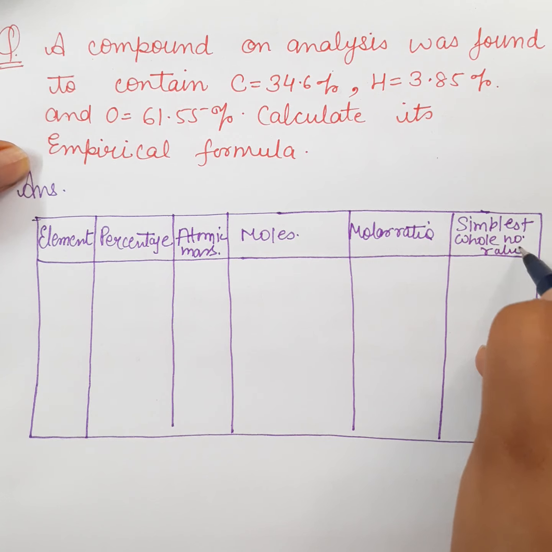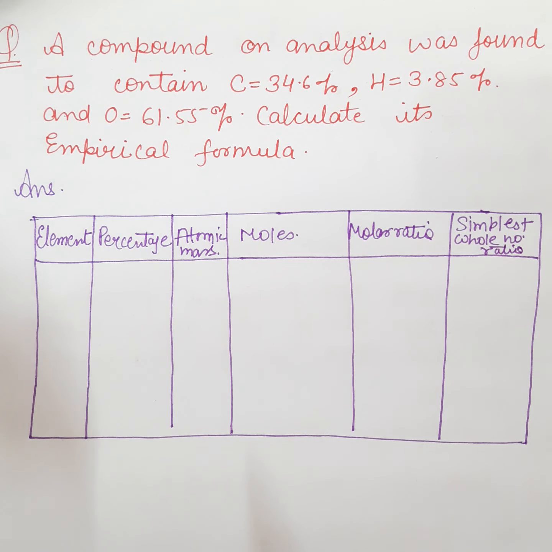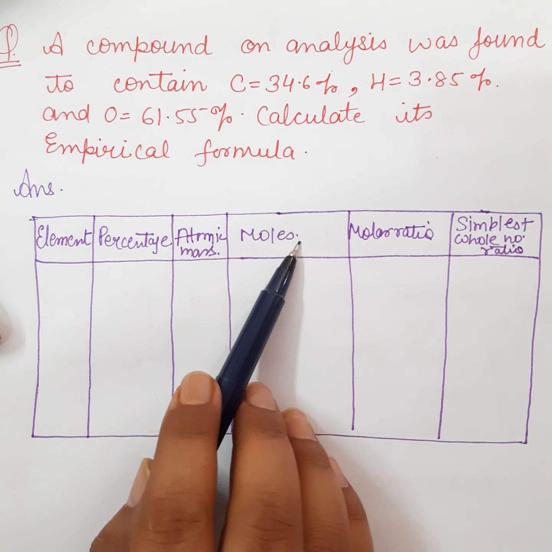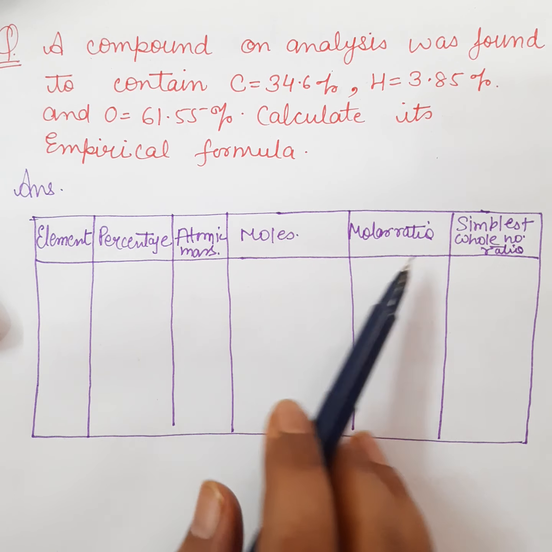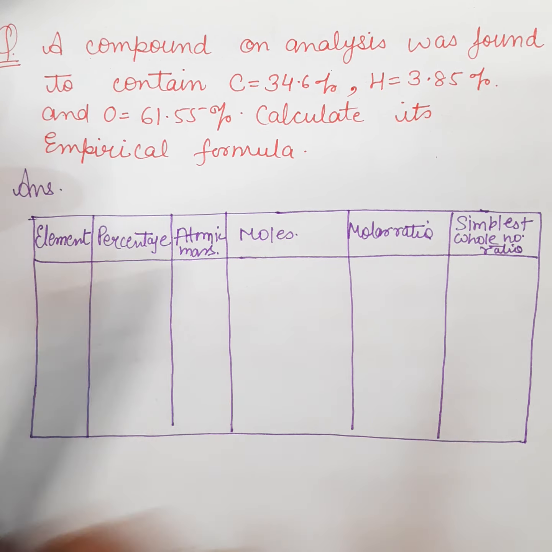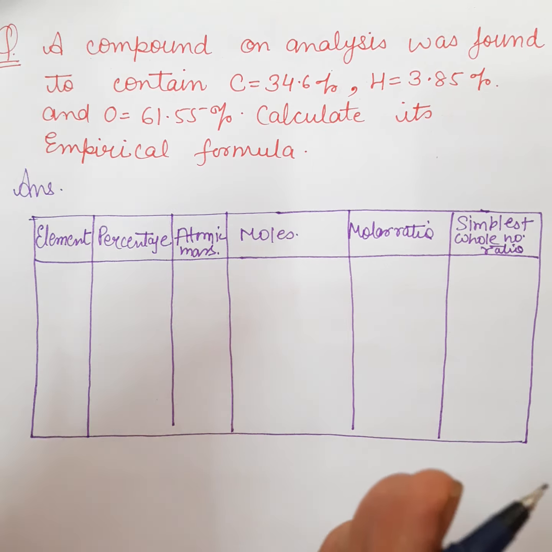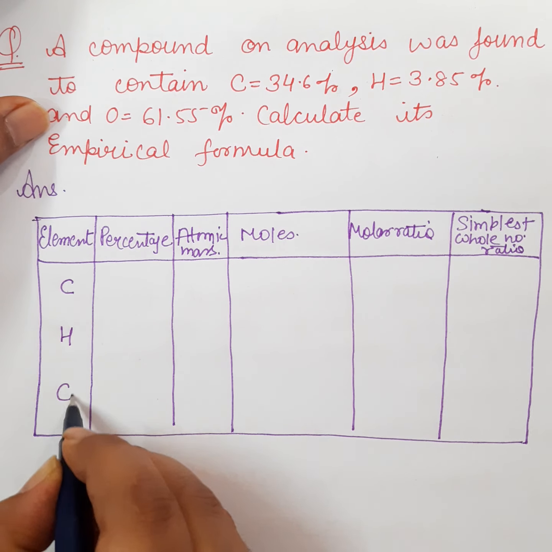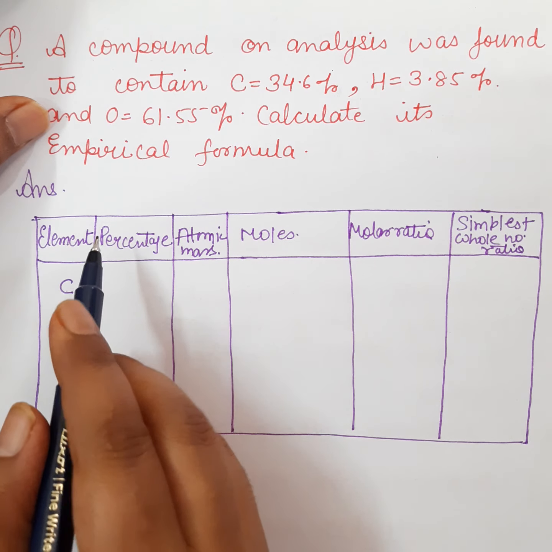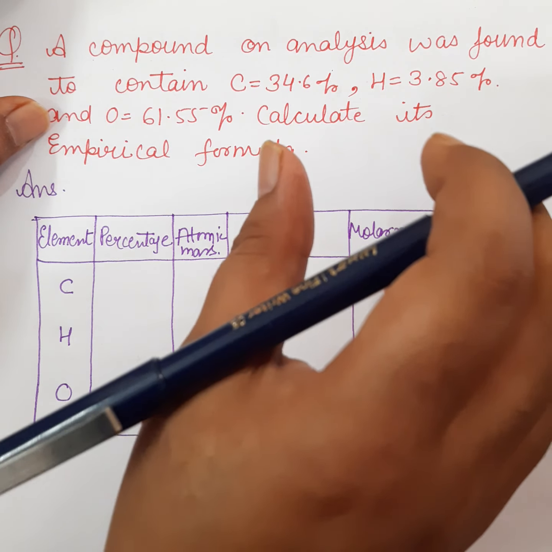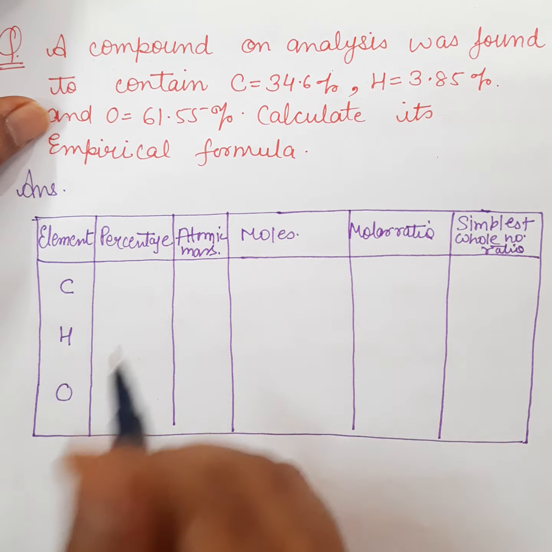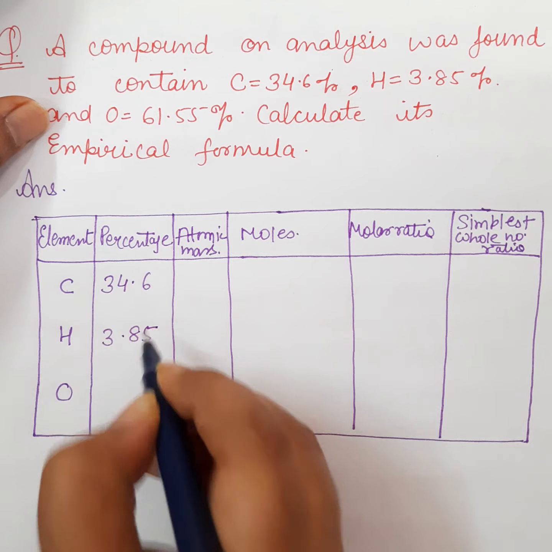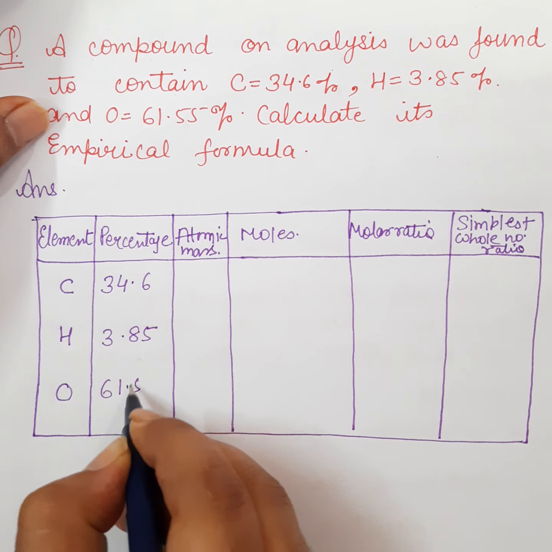All right, so this is a table, students. Now I am going to write it here: element, percentage, atomic mass, moles or we can say gram atoms, after that molar ratio, then simplest whole number ratio. Now I am going to write the elements given in the question: carbon, hydrogen, and oxygen. What are the percentages given to us? Just write the value, don't write the percentage sign: 34.6, after that 3.85, after that 61.55.